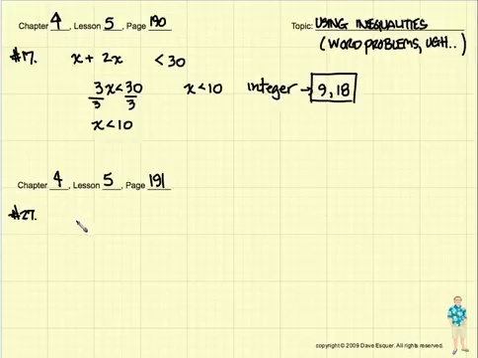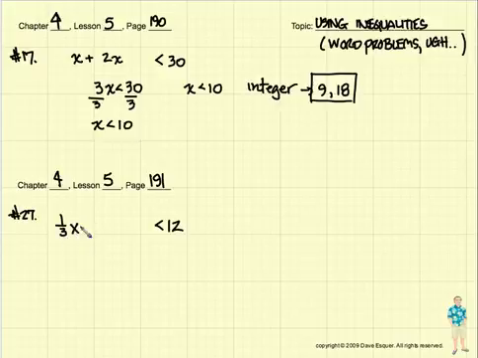This even looks confusing when you read it. 7 less than a third of a number is less than 12. Well, I've got something less than 12. I got that much. 7 less than a third of a number. Well, the number is x. 1/3 of that number, I think, is 1/3 of x. Let's get rid of this.